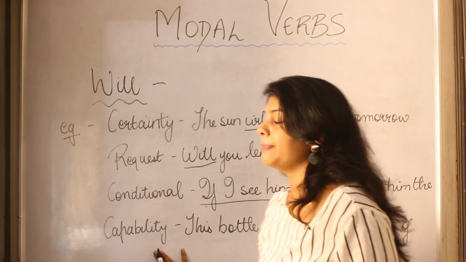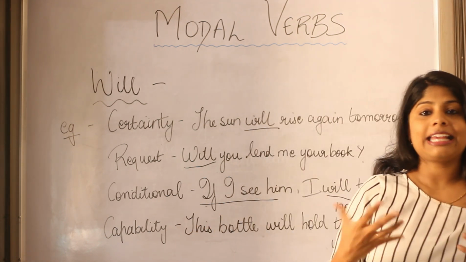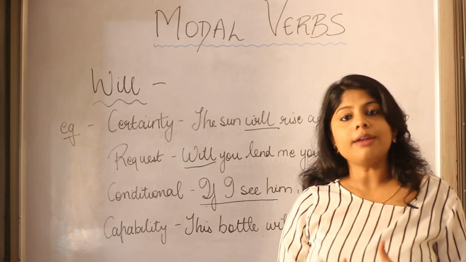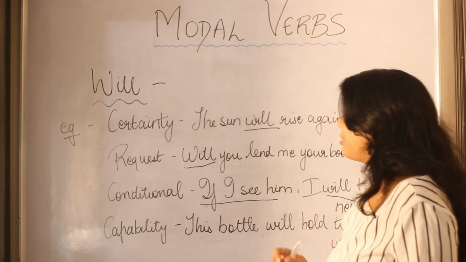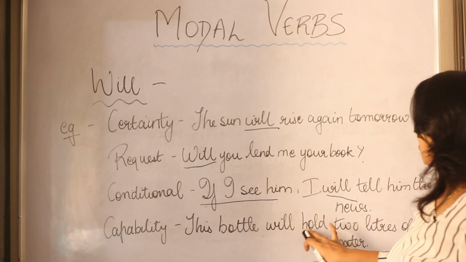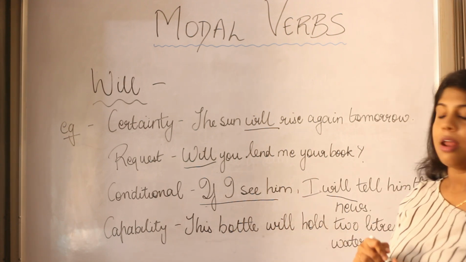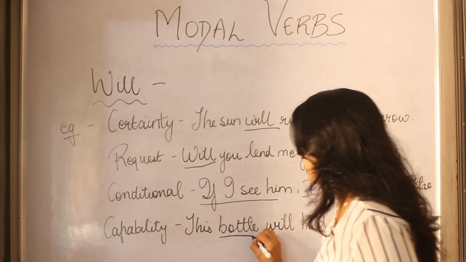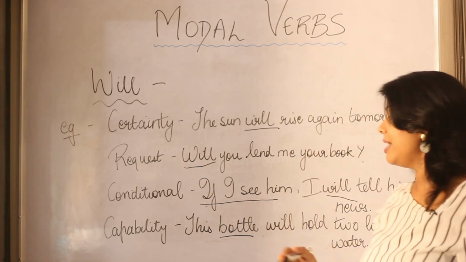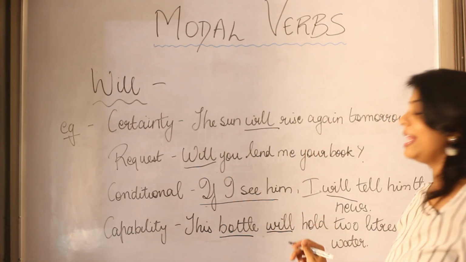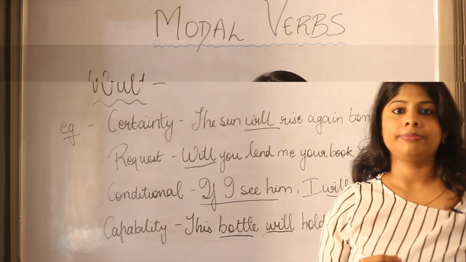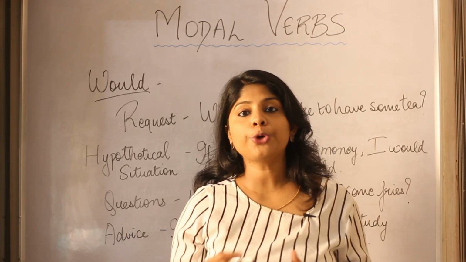Now, capability. If you want to talk about the capability of something or someone, we will use will again. For example, this bottle will hold 2 liters of water. Now, we know that the bottle is able to hold 2 liters of water, and hence we will use will to show capability.